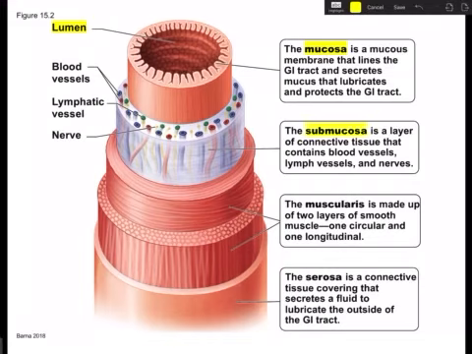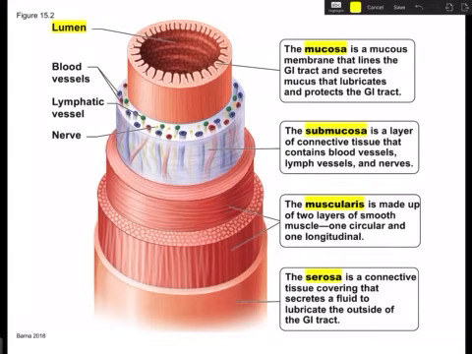The next layer would be the submucosa. This is made of connective tissue, which provides nutrients via blood vessels, lymphatic vessels, and nerves to that mucosa. The next layer beyond this is the muscularis layer. This is going to allow a twisting-like effect known as peristalsis, and peristalsis is the movement of food down your GI tract. Then our outermost layer is called the serosa.